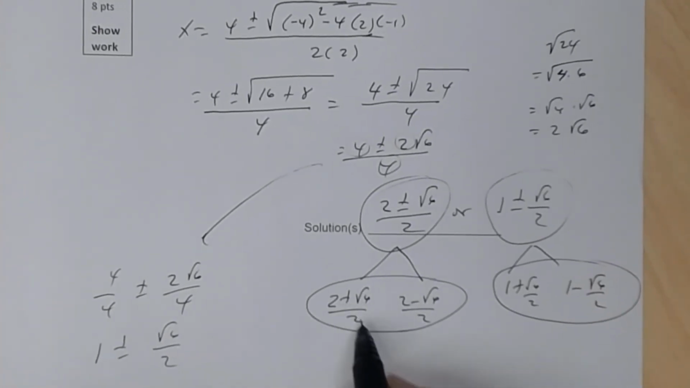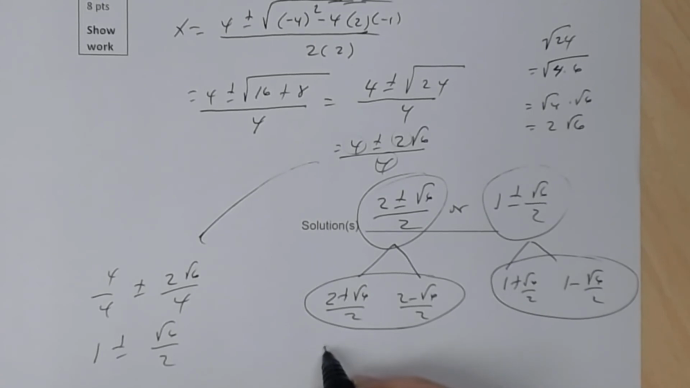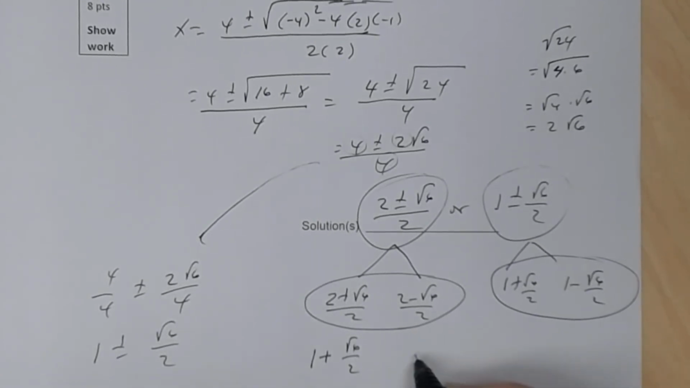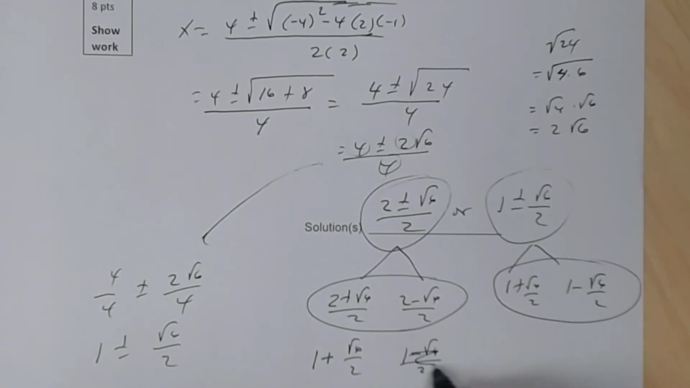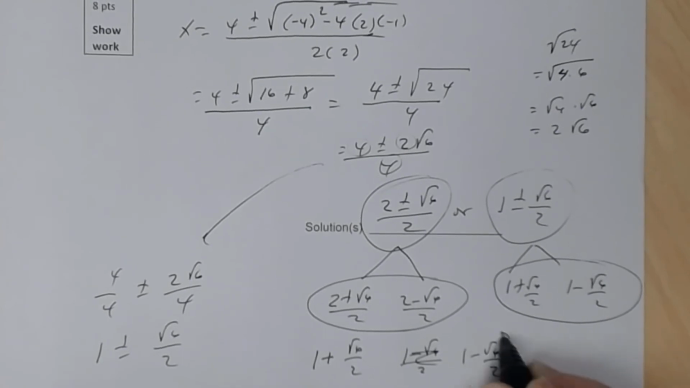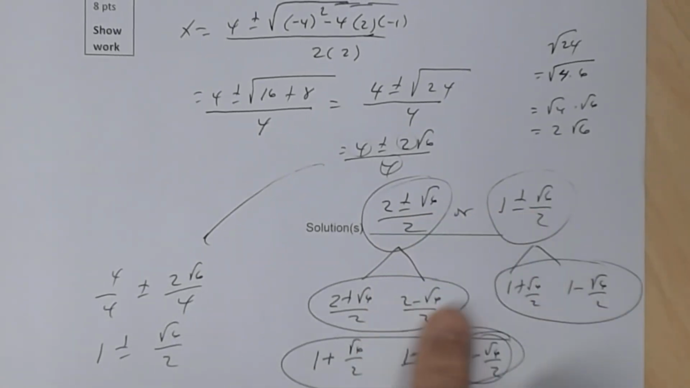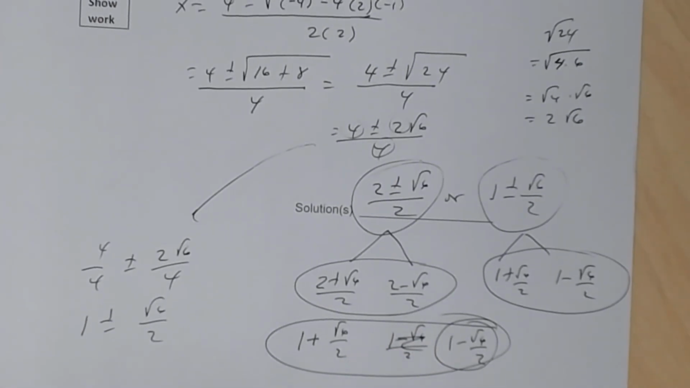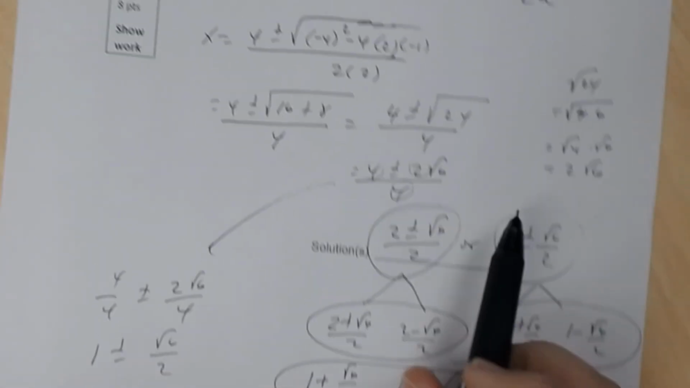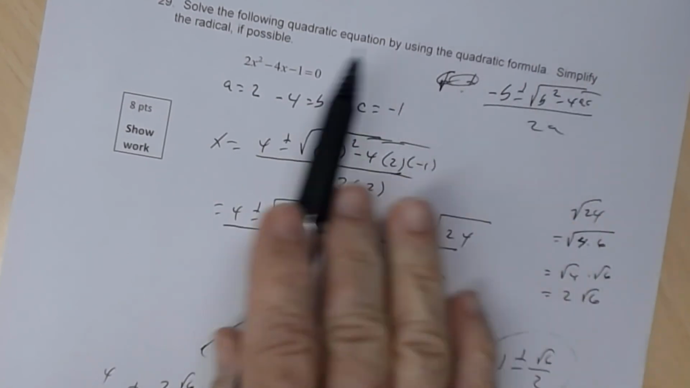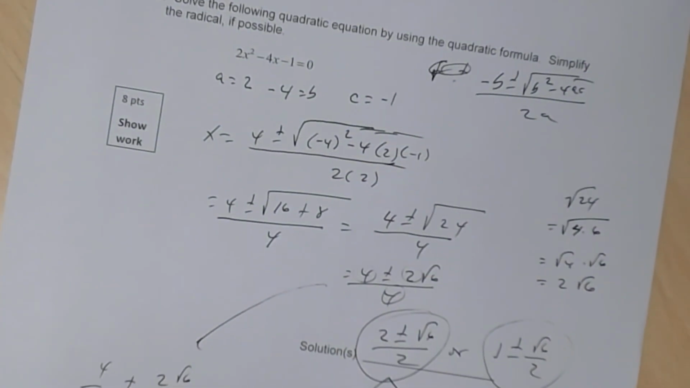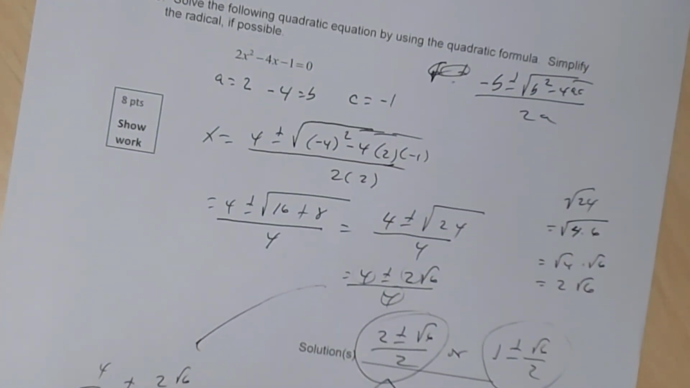You could have also broken it down into two fractions like this. You could have said 2 divided by 2 is 1, plus the square root of 6 divided by 2; 2 divided by 2 is 1, minus the square root of 6 divided by 2. So either this, or this. All right, so different ways of writing this solution, but you have to make sure that it was simplified though, because it did say simplified. All right, so that's the key to test 1.